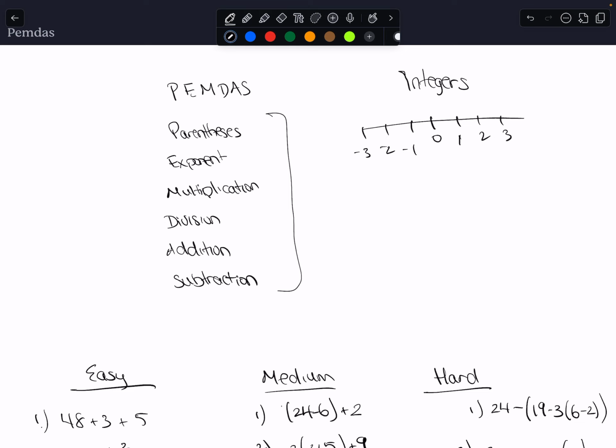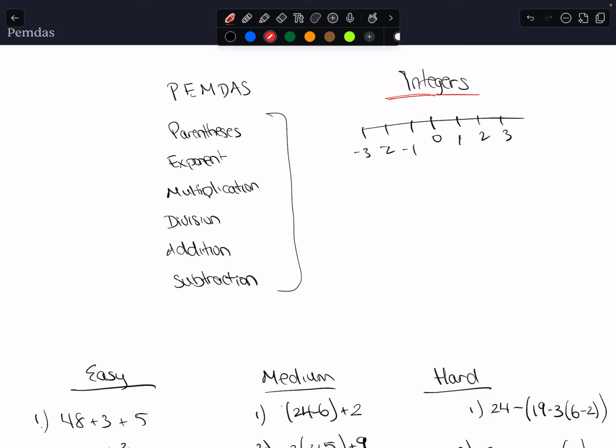So let's begin. First and foremost, PEMDAS is an acronym referring to parentheses, exponent, multiplication, division, addition, and subtraction. These will be used when we're computing and calculating equations dealing with integers. What are integers?